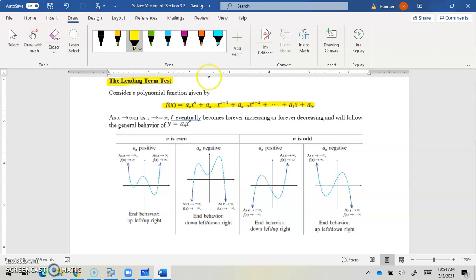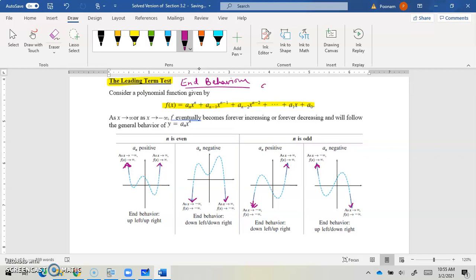I'm just talking about the end behavior. The leading term test is for the end behavior of the graph, meaning on the left side of the graph, what is it doing? Is it going up or is it going down? On the right side of the graph, is it going up or is it going down? In between, you see how I drew this dotted line? That is just to say I don't know what's happening in between. I am just concerned right now about the end behavior. What is happening on the left side? Is the graph going up or down?